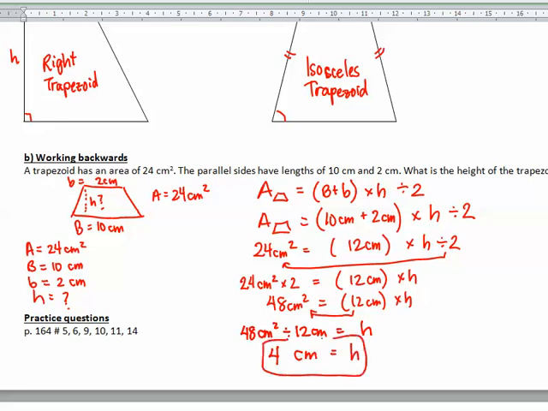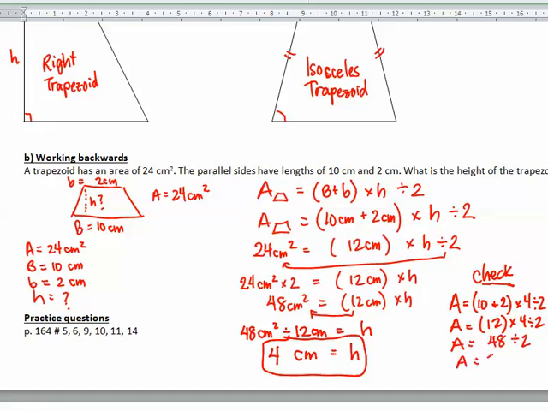If I wanted to check my work, then I could go back to the beginning and plug in my answers. Is the area of a trapezoid 10 centimeters plus 2 centimeters times 4 divided by 2? I'm removing the units because I'm just checking to see if the numbers are right. So then using this, area is equal to 12 times 4 divided by 2. Area is equal to 48 divided by 2. Area is equal to 24. Does that match my original area? And yes, it does. Because I can check, I see that this was the answer. That means my height is also correct at 4 centimeters.